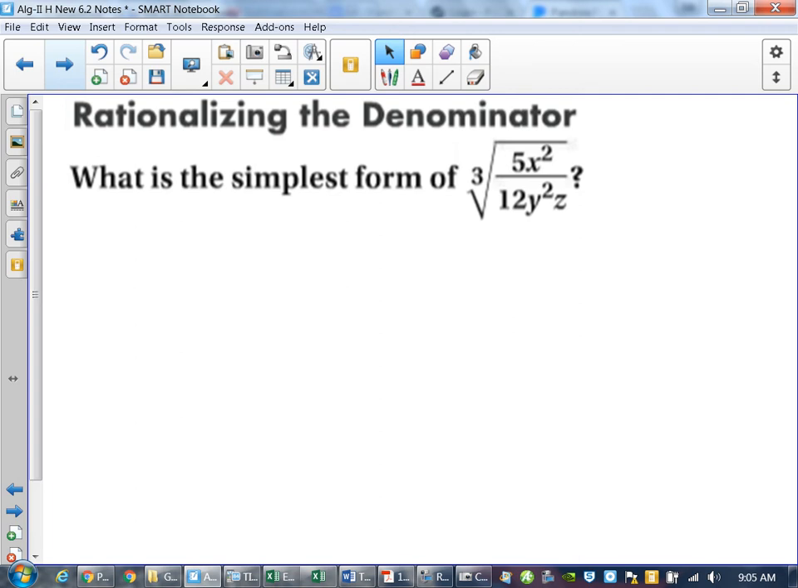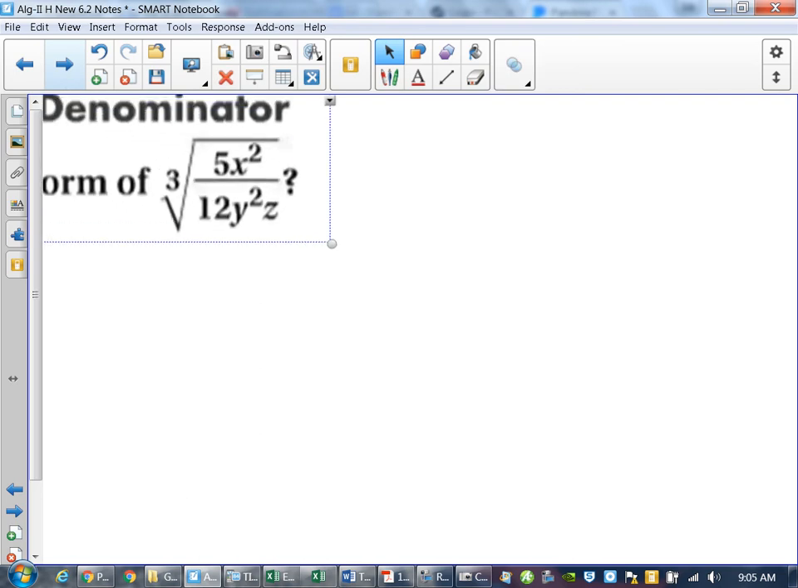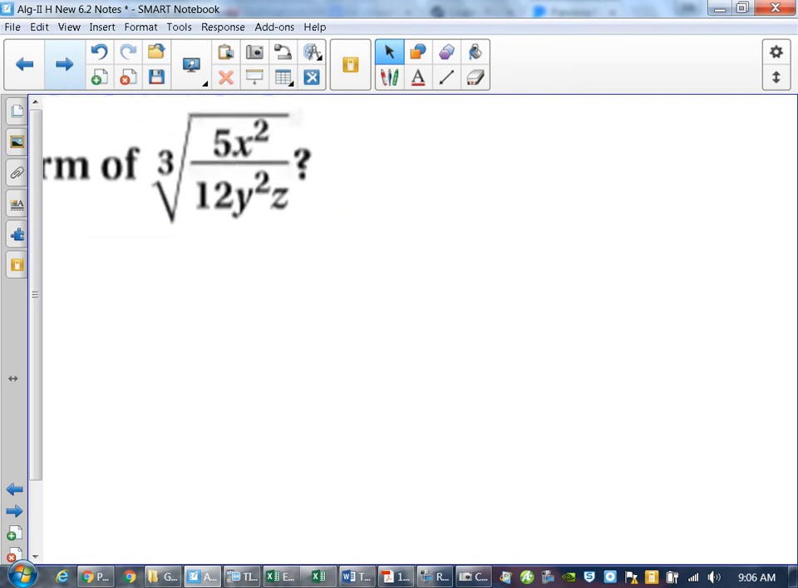Let's see, we wind up with the cube root of 5x squared over 12y squared and a z. I need to make that bottom into a perfect cube. I have to figure out some way to multiply that out so that way I get rid of those cube roots.